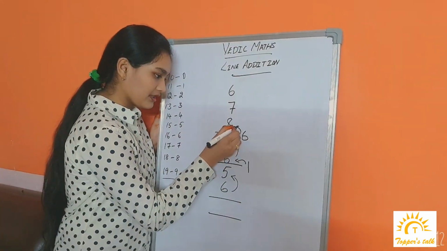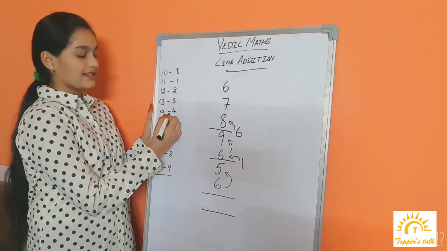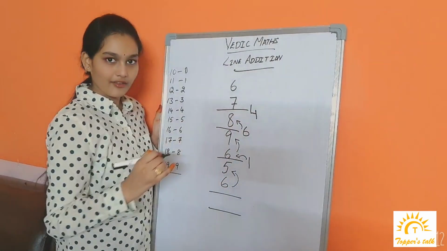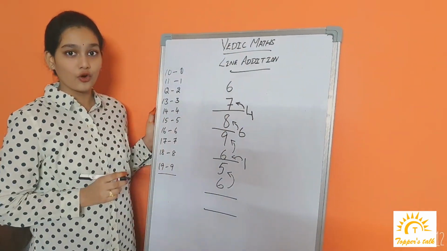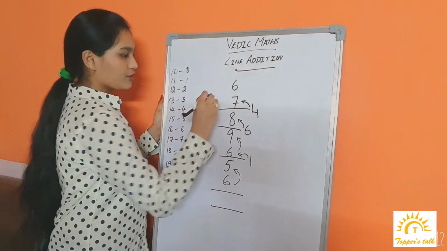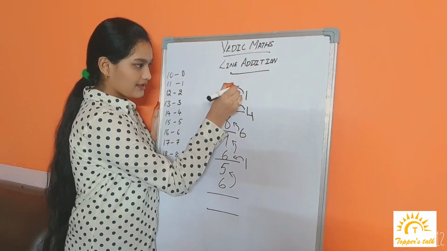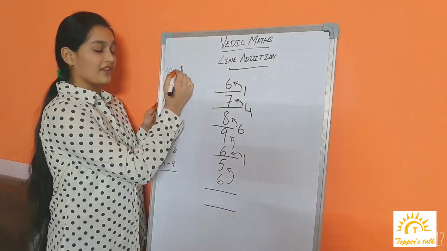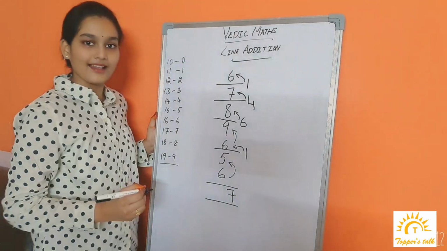Now add this 6 to this 8. 6 plus 8 is 14, and 14 minus 10 is 4. So we have to draw a line and write 4. Now let's add this 4 to this 7. 7 plus 4 is 11, and 11 minus 10 is 1. So we have to draw a line and write 1. Now add this 1 to this 6. 1 plus 6 is 7. We have no other number to add, and 7 is less than 10. So we have to write that 7 below in the answers.